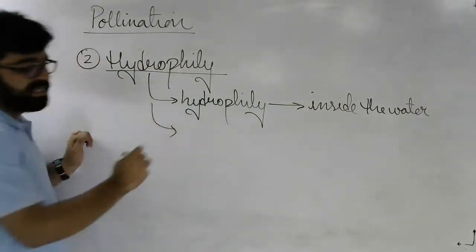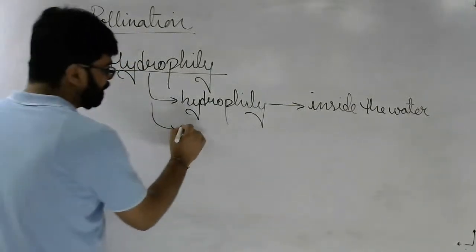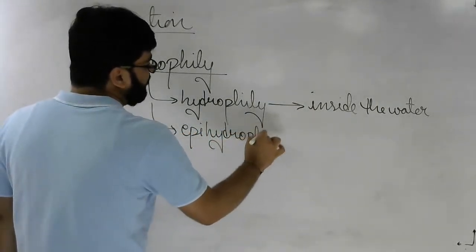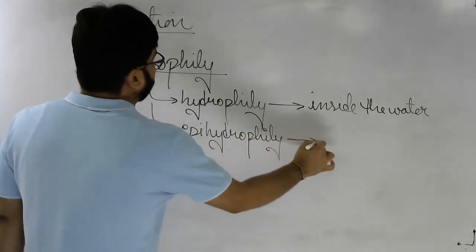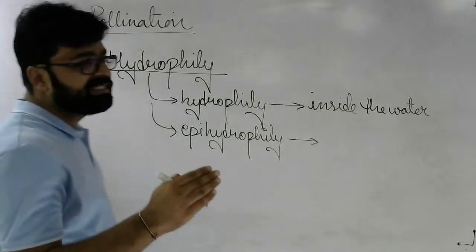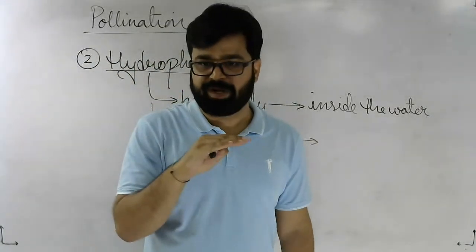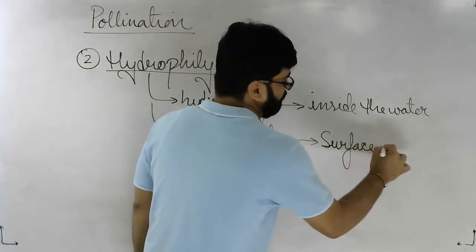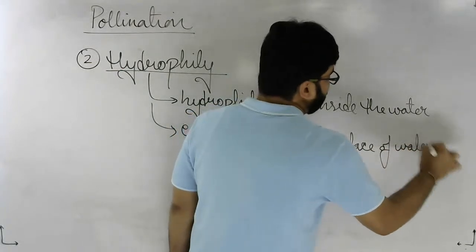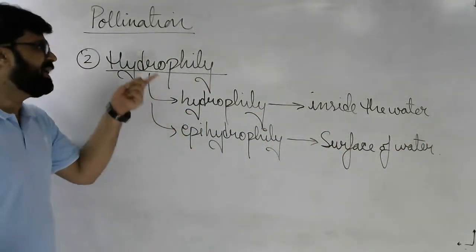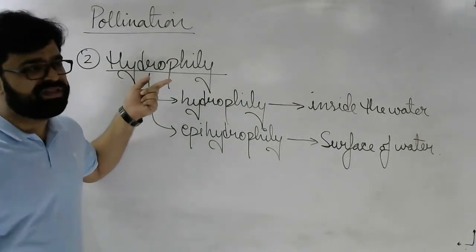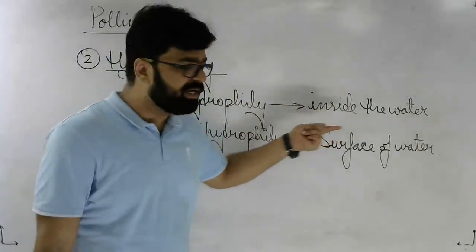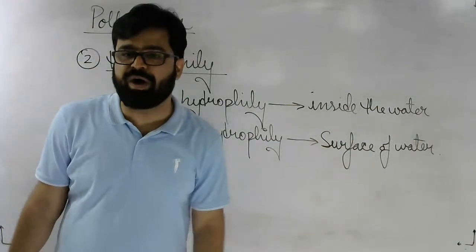And second is epihydrophily. Now, epihydrophily is on the surface of water. All right. Yes, it is on the surface of water. So that is the difference. Whenever we talk about hydrophily, in general we call it pollination with the help of water. But again, it is divided into two types: hydrophily inside the water and epihydrophily on the surface of water.